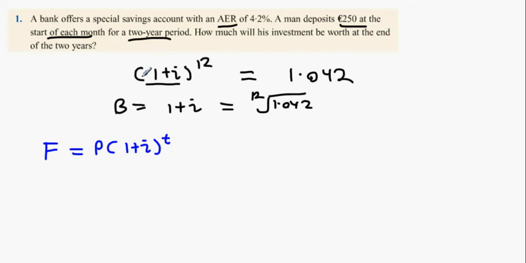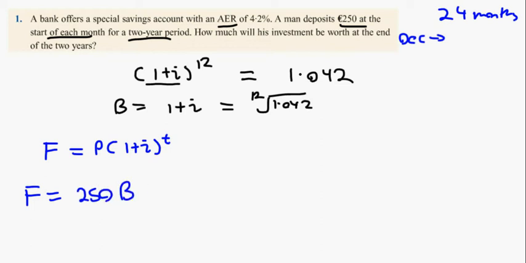Now, we're doing the start of each month for a 2-year period. A 2-year period equals 24 months. Now, the very last payment is going to be made in December, and it's going to be there for 1 month, from the start of December to the end of December. So the very last payment is going to be €250 multiplied by B.